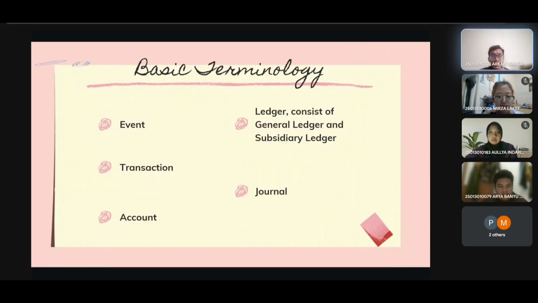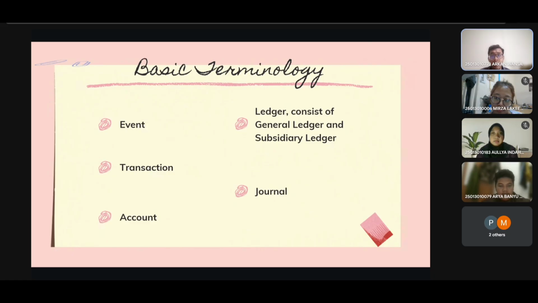First things first, we have basic terminology about the Accounting Information System. Let's start with event. An event generally is the source or cause of changes in assets, liabilities, and equity. Events may be external or internal. Then we have transaction. A transaction is an external event involving a transfer or exchange between two or more entities.